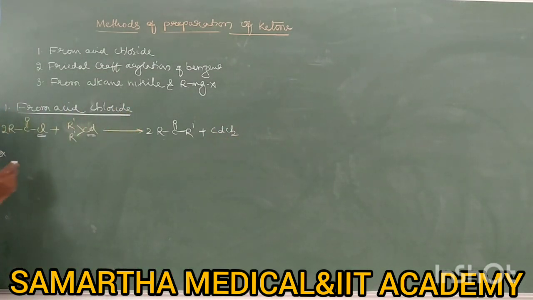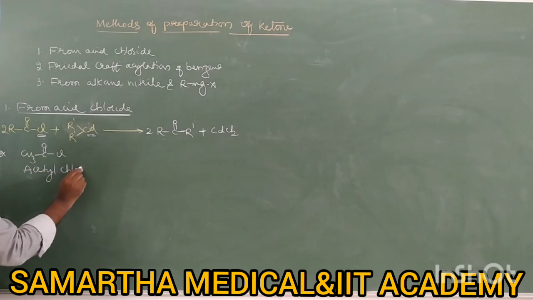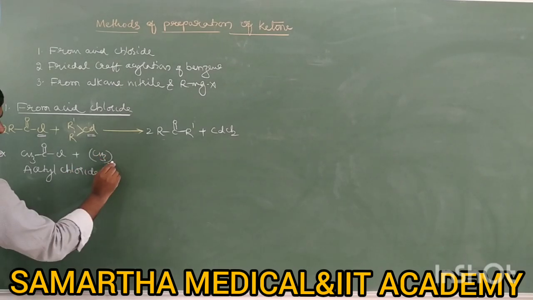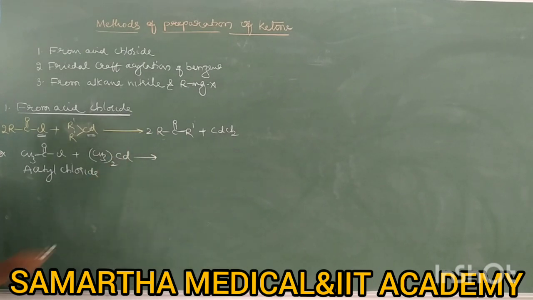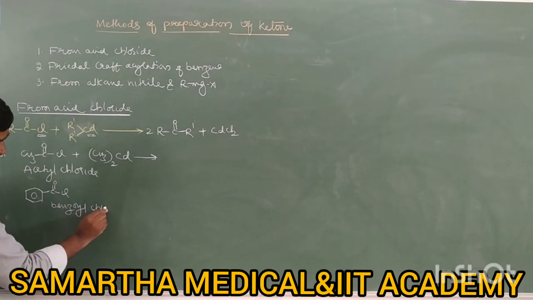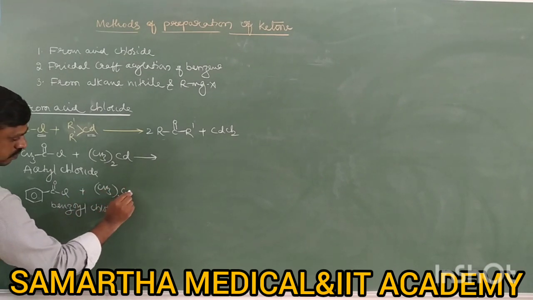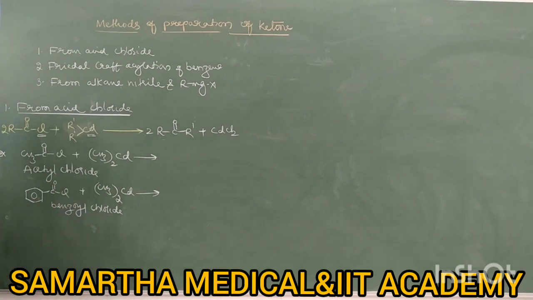Let us take an example. CH3COCl is called acetyl chloride. You should remember the names. Acetyl chloride reacts with dimethyl cadmium. Just write the product. Similarly, take another example, benzoyl chloride. It is not benzyl, it is benzoyl. Benzoyl chloride is also treated with dimethyl cadmium. Come on, write the product in these 2 cases.